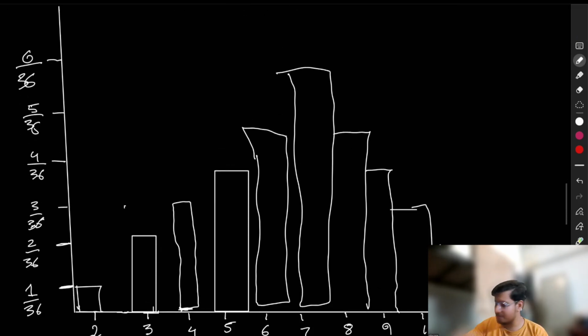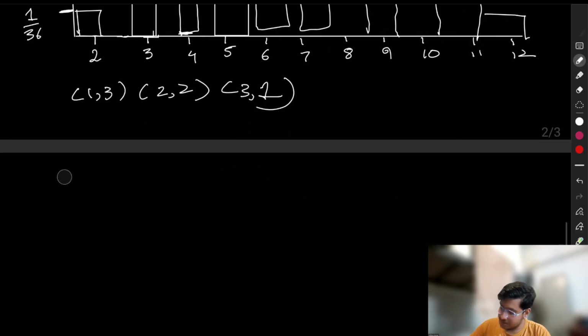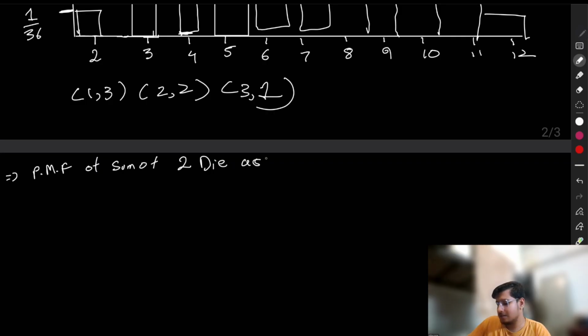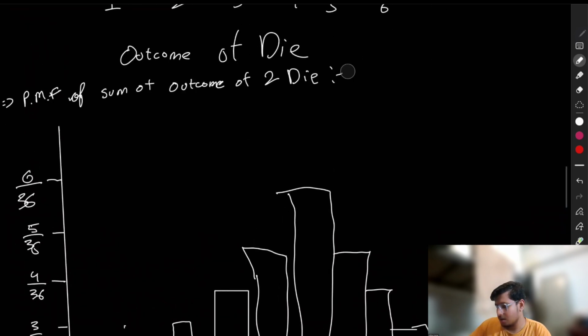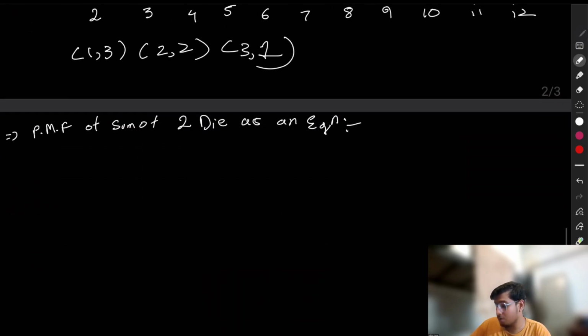Right. So this is the PMF graph of rolling two dice, the probability of the sum of two dice. Let's write the same thing, the above thing. We have drawn it in the form of a graph. Now let's write the PMF of the sum of two dice as an equation. Above we discussed it as a graph, now we are discussing it as an equation. So what will be its equation?